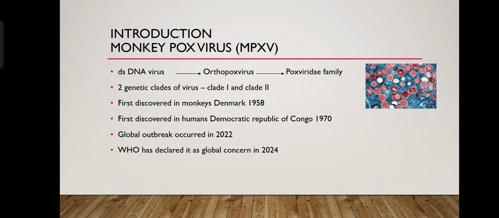This monkeypox virus was first discovered in monkeys and then developed in humans. First discovered in monkeys in Denmark in 1958. First discovered in humans in the Democratic Republic of Congo in 1970. The global outbreak occurred in 2022, and WHO raised a global concern in August 2024.